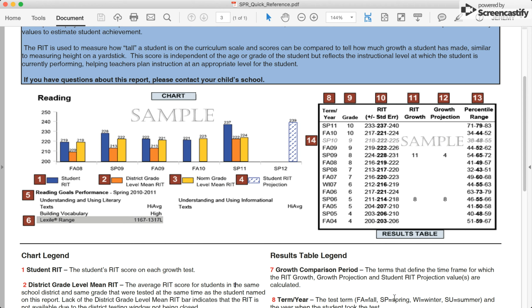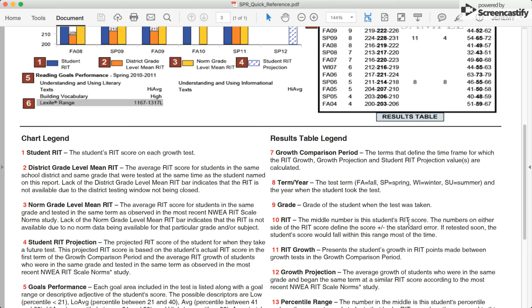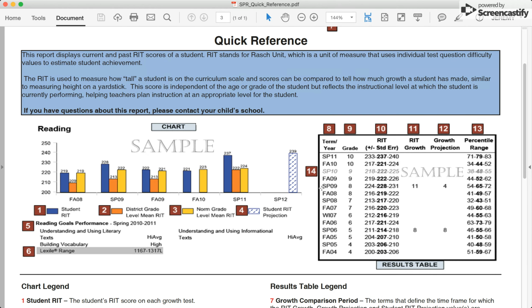Then it'll show a language with a chart, math with a chart, and then it will also show a language usage with a chart over to the side. And some years, we'll do a science as well. What we're looking for is your child is in the blue.